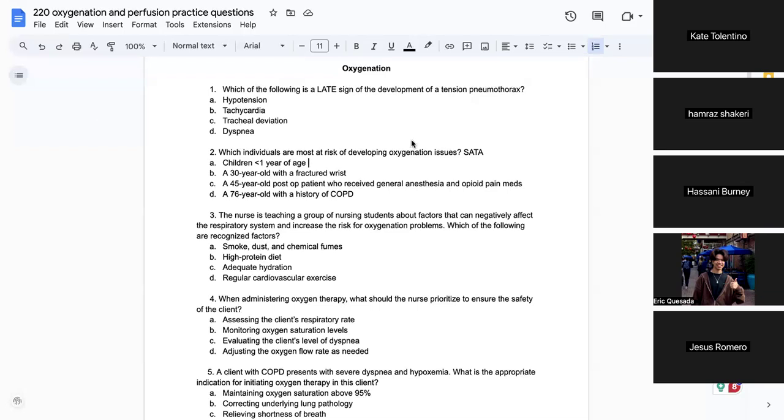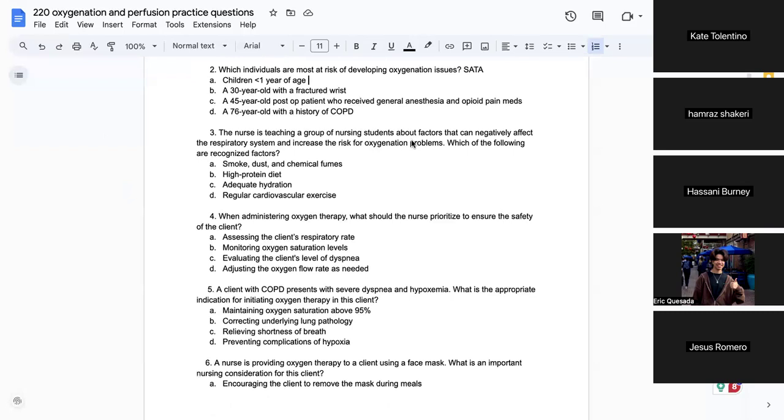Alrighty, so number two. Which individuals are most at risk of developing oxygenation issues? And this is a SATA question. So we have A, children under 1 years of age, B, a 30-year-old with a fractured wrist, C, a 45-year-old post-op patient who received general anesthesia and opioid pain medication, or D, a 76-year-old with a history of COPD.